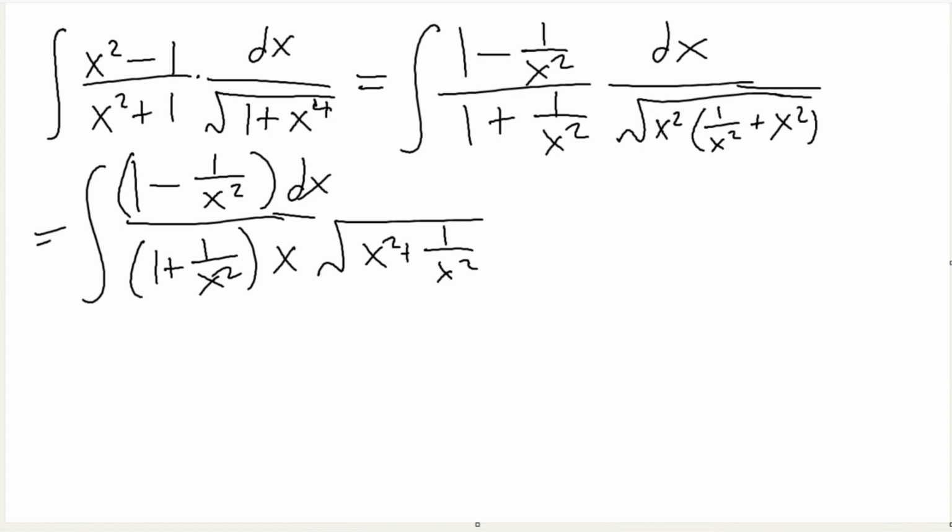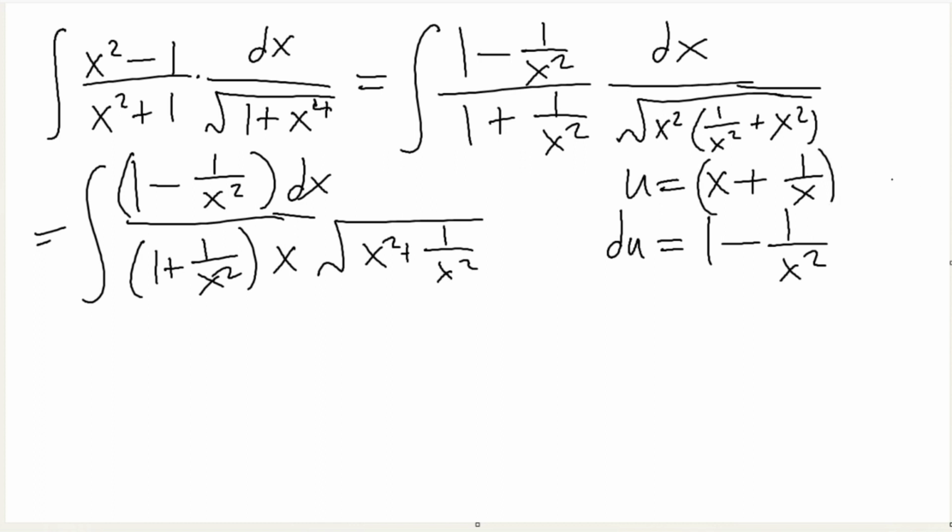What do we do with this x? This x is just hanging. This is weird. Well, let's see what kind of u-sub we need, and that is where we use our du. We want our du to equal 1 minus 1 over x squared. Then our u is what? This is x plus 1 over x. Ah, so this is what we need, x plus 1 over x.